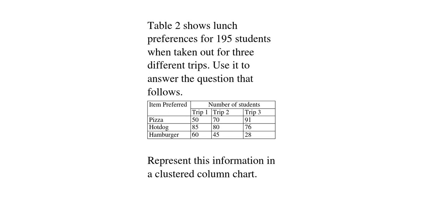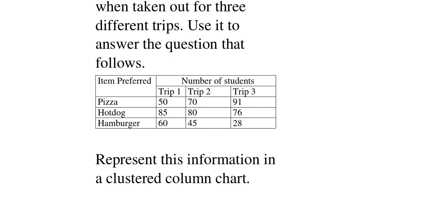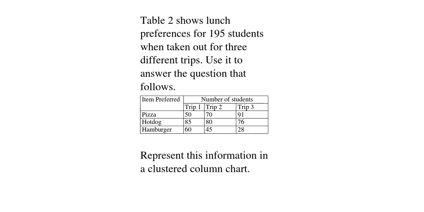We are told table 2 shows lunch preferences for 195 students when taken out for 3 different trips. Use it to answer the question that follows. So we have our table. Then we are told to represent this information in a clustered column chart.